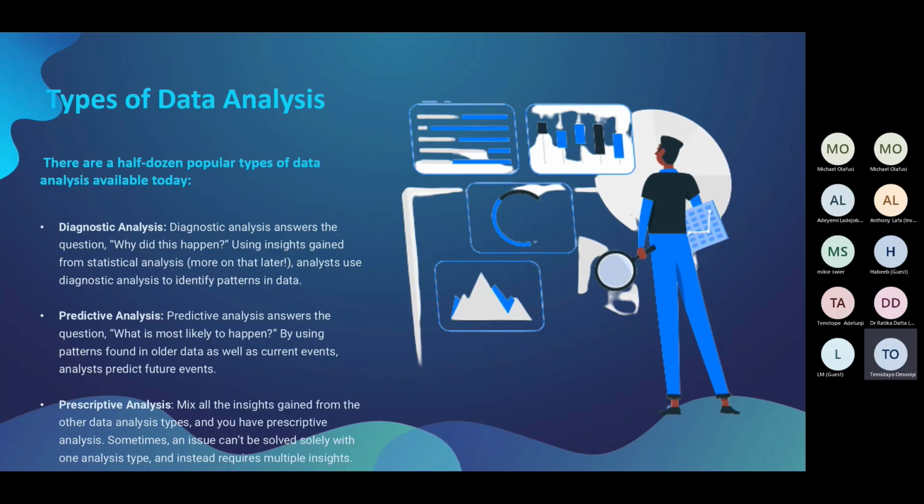We also have the predictive analysis. Predictive analysis answers the question, what is most likely to happen? You're predicting what's going to happen in the future, based on your pre-existing data. By using patterns found from older data as well as current events, you predict future events.